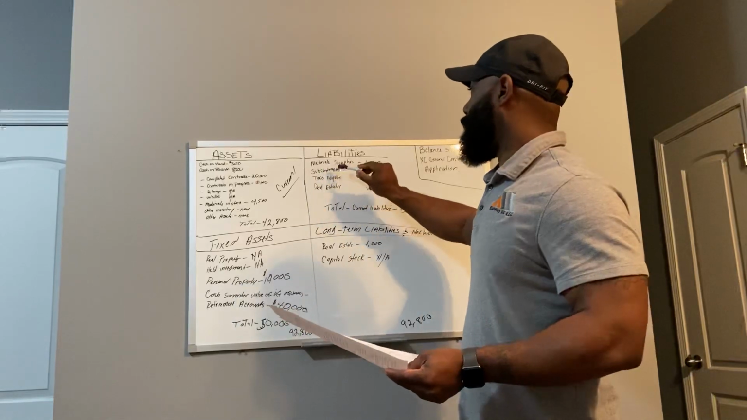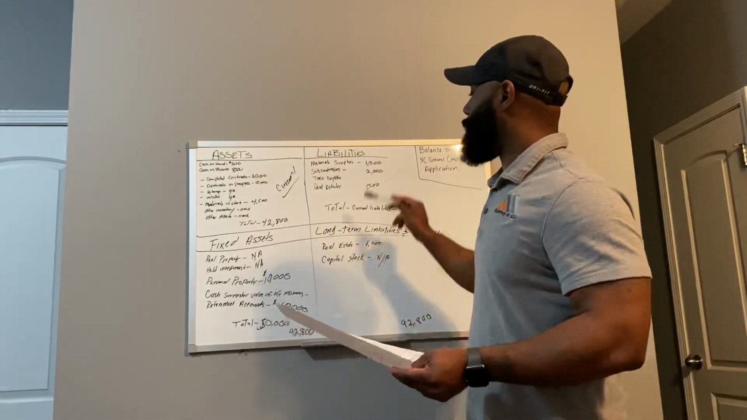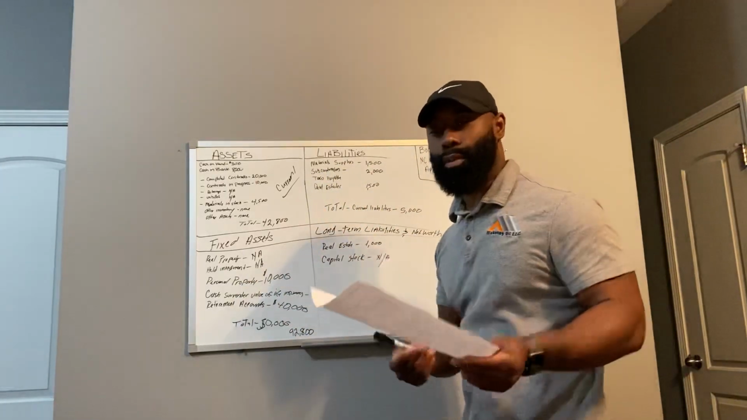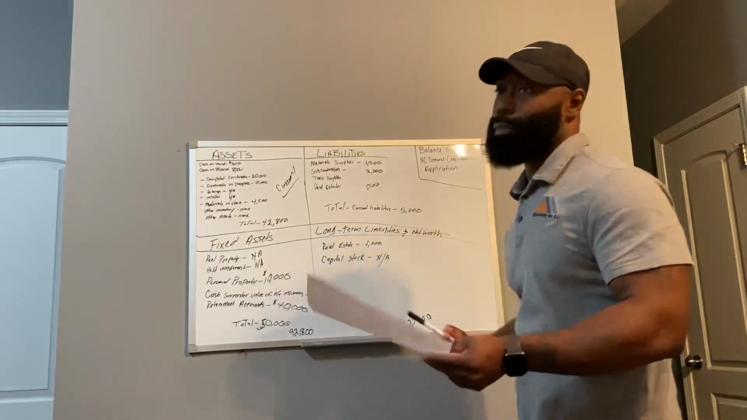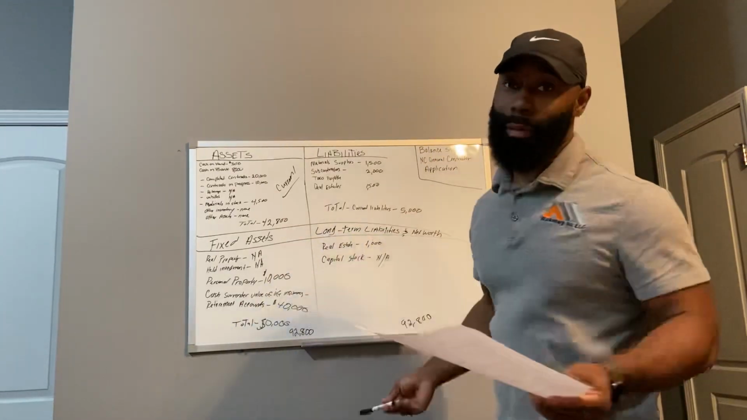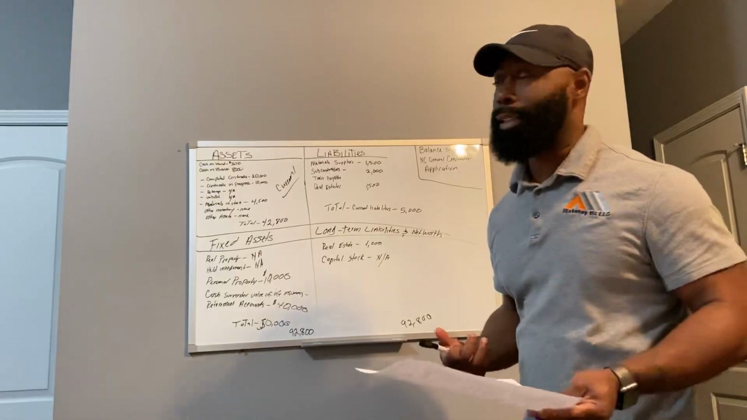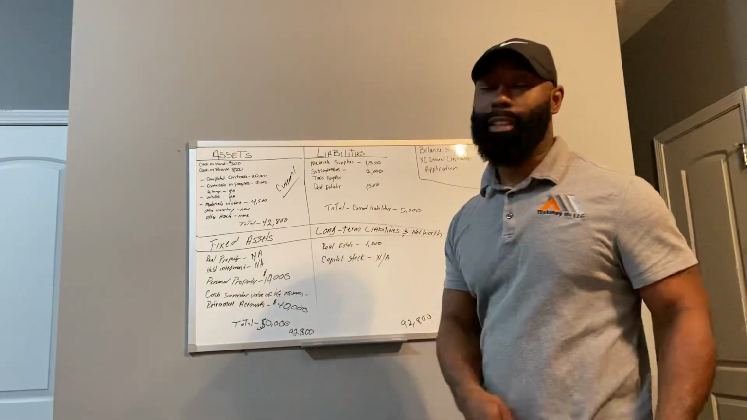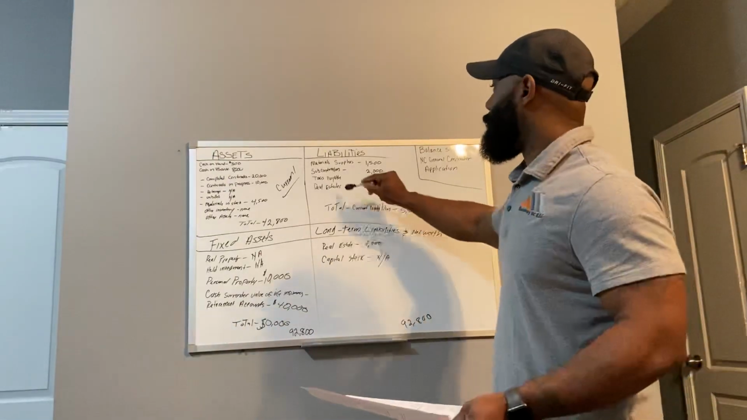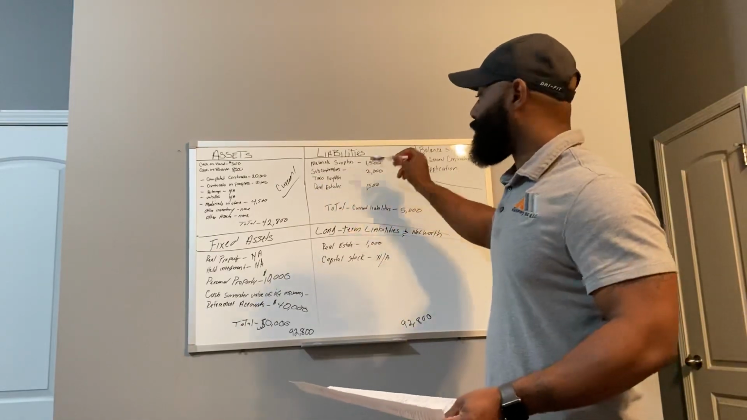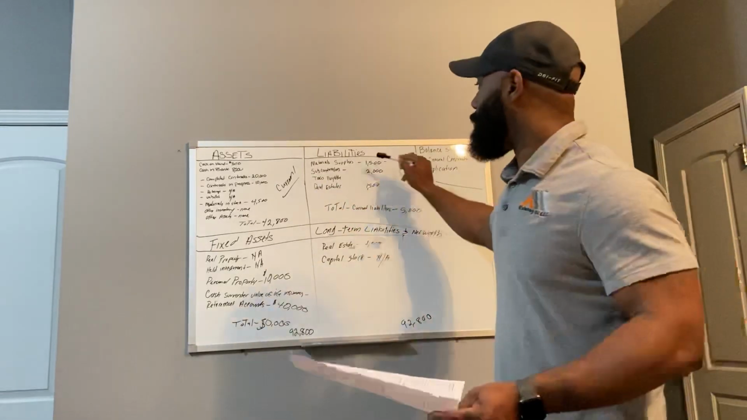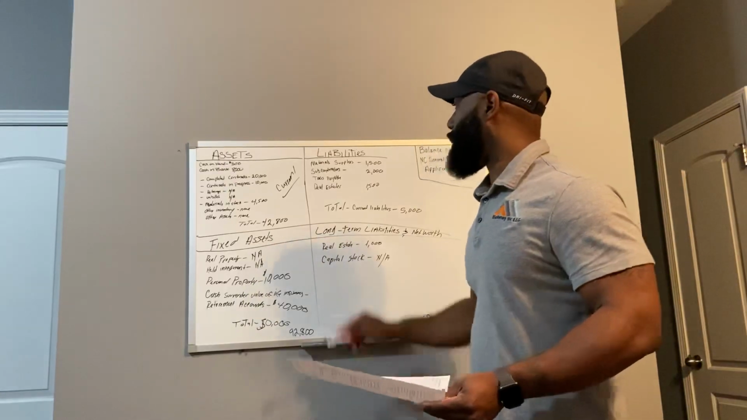The first line I got is material suppliers. That could be like Home Depot, Lowe's, you know, a supplier. It's a bill that you're basically gonna be paying. That's a liability. Anytime money is coming out of your pocket, it's a liability. Anytime money is going into your pocket, it's an asset. So material supplier, $1,500. I gotta pay a bill of $1,500. Boom, $1,500 right there, liability.